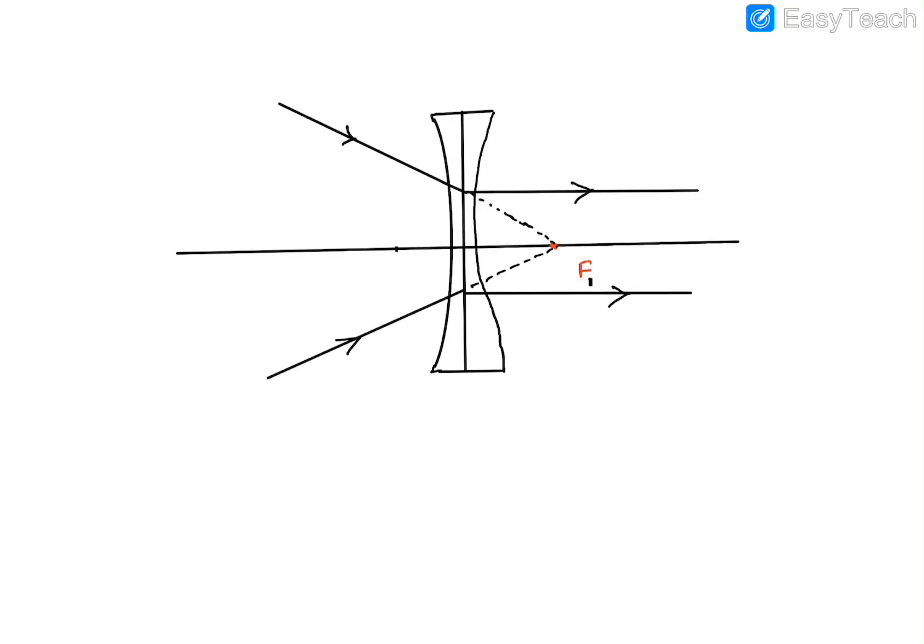Same way, there is a second focal point also for a convex lens and a concave lens. Now we'll discuss the second focal length. So again, let's say first I'll draw the principal axis, then I need to draw the convex lens.